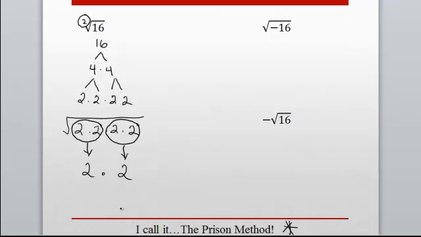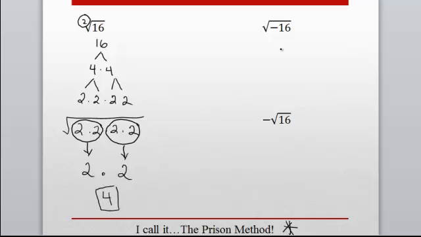Well, what do you get from the ones that escaped? 2 times 2 is 4. The square root of 16 is 4, which we pretty much already knew. Okay, I told you it was morbid, but it does work. So what about this one? We have the square root of a negative number.